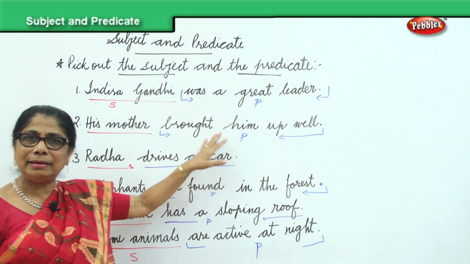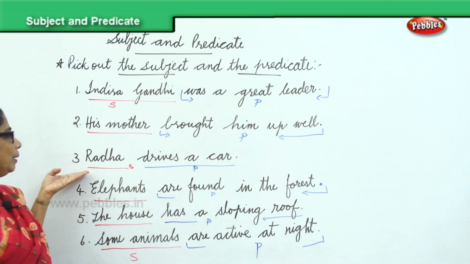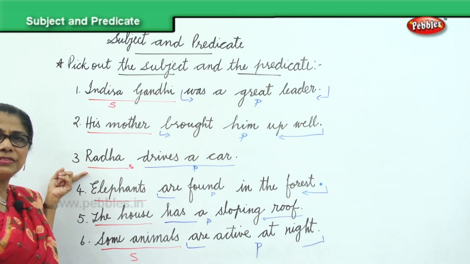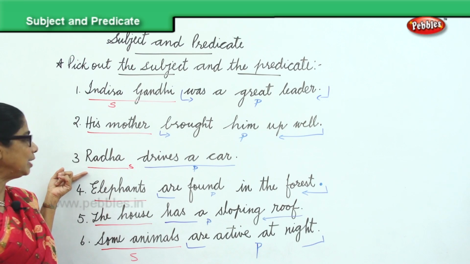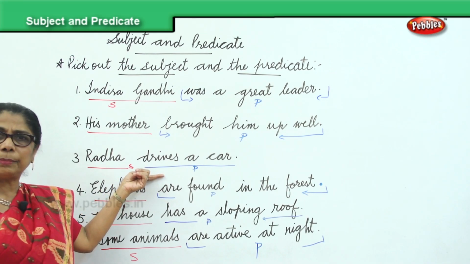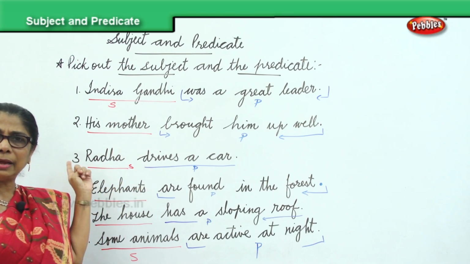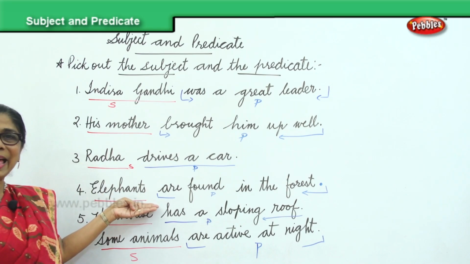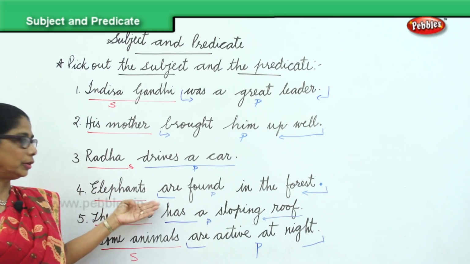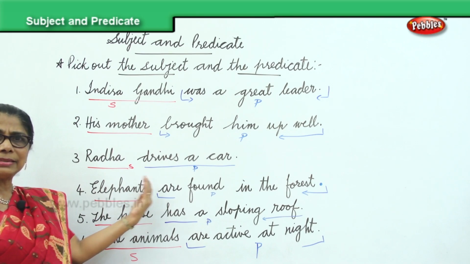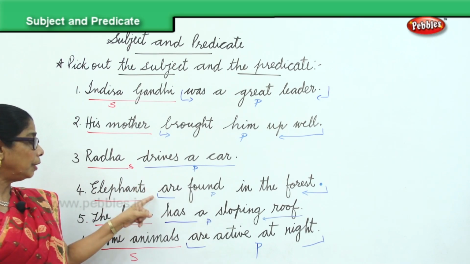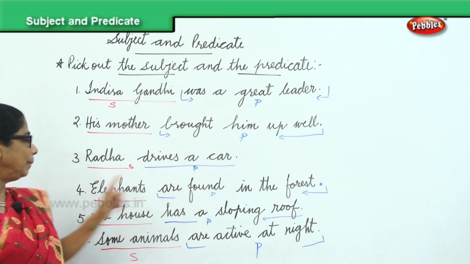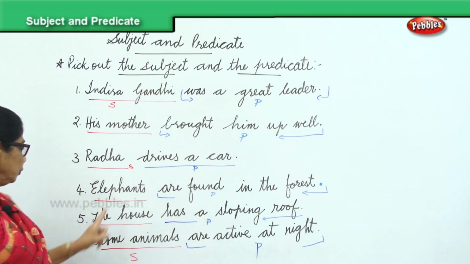Begins with the capital letter, ends with the full stop. Third one we have, Radha drives a car. Radha, the subject, drives a car is the predicate. Begins with the capital letter, ends with the full stop. The fourth sentence, elephants are found in the forest. We're talking about the elephant. That's the subject, are found in the forest, predicate. Begins with the capital letter, ends with the full stop.